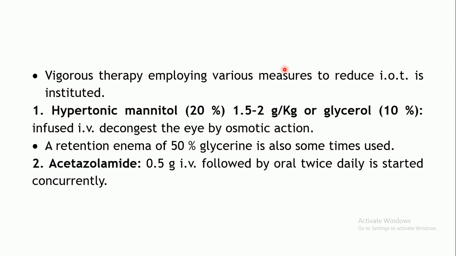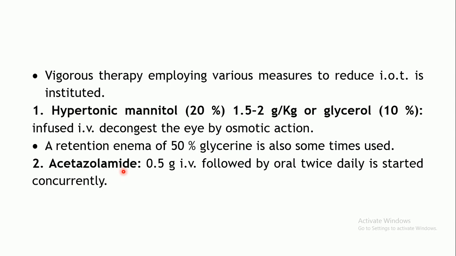Now whenever this particular type of glaucoma, the angle closure glaucoma, is precipitated, you have to institute vigorous therapy by taking up several measures to control the situation. The first measure is administration of hypertonic mannitol, 20%, 1.5 to 2 grams per kg, or glycerol 10% may be infused IV. This will help in decongestion of the eye by its osmotic action. Apart from that, a retention enema of 50% glycerin may also be given sometimes.